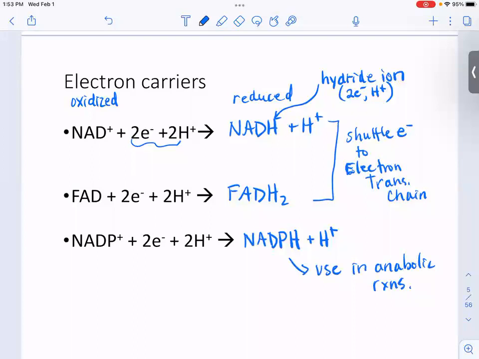cellular structures. And remember, anytime you have an oxidation, you have to have a reduction at the same time. You can't have one without the other. So as we'll see, when these carriers get reduced, they have to have somewhere to dump off their electrons. Otherwise, they can't cycle back to their oxidized form. So we'll see how important that is. What if they can't dump them off? Then the whole pathways are going to stop.